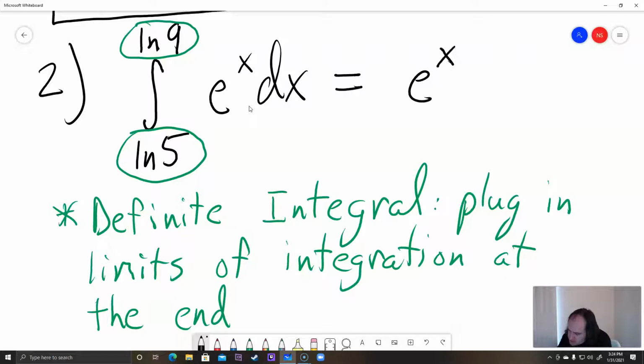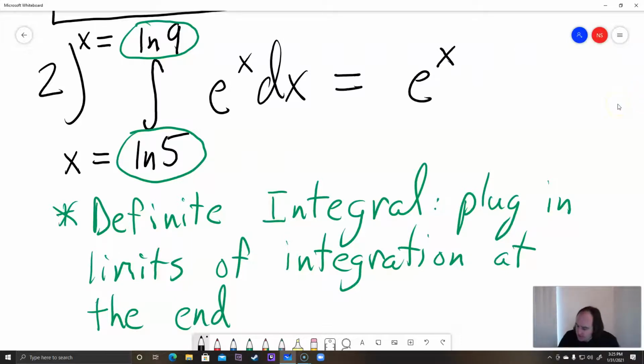So the integral part is ridiculously easy here. That's just e to the x. We don't even have to do u substitution with this one. However, we do have our limits of integration. And remember, those limits of integration are in terms of the original variable. So that's going to be going from x equals ln of 5 to x equals ln of 9.